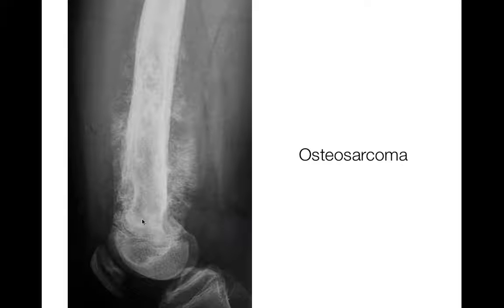Another example of an osteosarcoma, just showing you the nice hair on end or sunburst periosteal reaction coming off the distal femur here. Obviously, this is a child. You see this in a kid. Again, osteosarcoma is one of the things you should think about. Scary looking periosteal reaction here, so very aggressive looking.